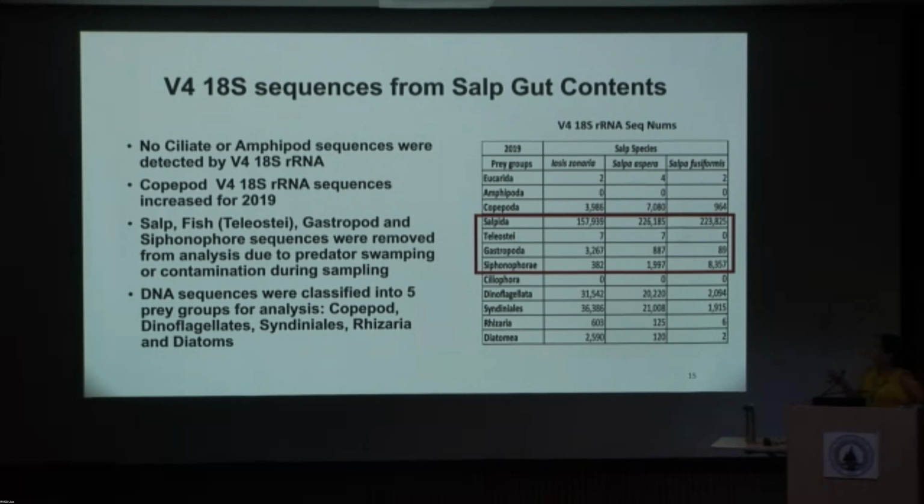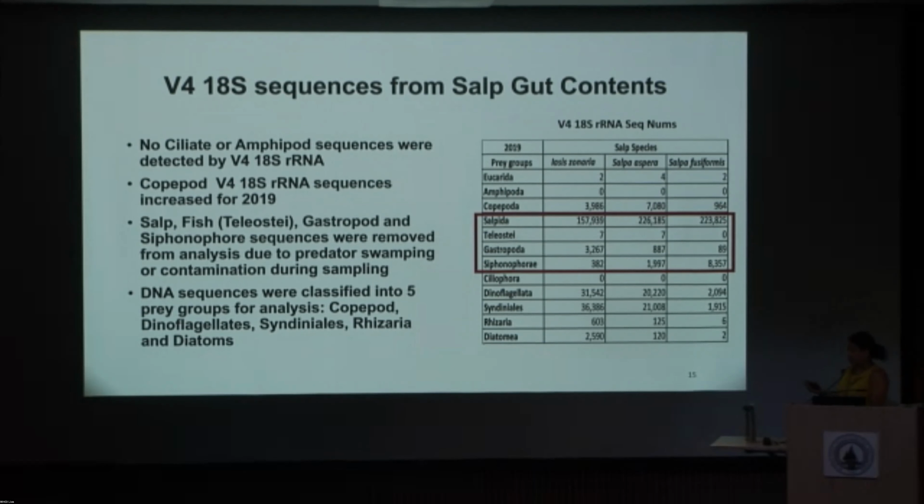So B4 definitely didn't detect any amphipods or any ciliates, and these are exactly the same samples and the same species. But there were some similarities and agreements between the markers as well. So copepods were also more abundant in 2019. And of course, we detected a lot of salps from the predator swamping, even though I really tried to wash all the stomach tissue from it and focus on the stomach contents, we still have some predator swamping.